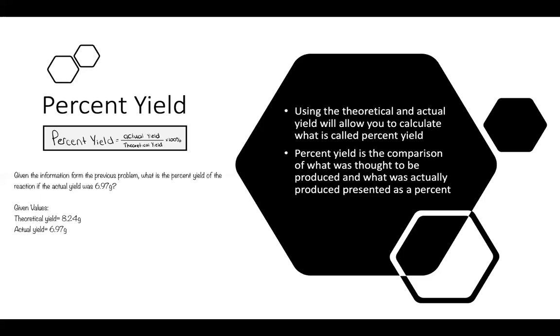So let's say in our real-life reaction of aluminum and Cl2, we produced an actual yield of 6.97 grams. We can use the equation for percent yield and divide our actual yield by the theoretical yield. Then we will want to multiply our result by 100% to get the desired percent unit. When we plug in our values, we receive a percent yield of 84.6%, which is reasonable and actually fairly good. Obviously, something higher is always desired, but in relation, this was a good yield.